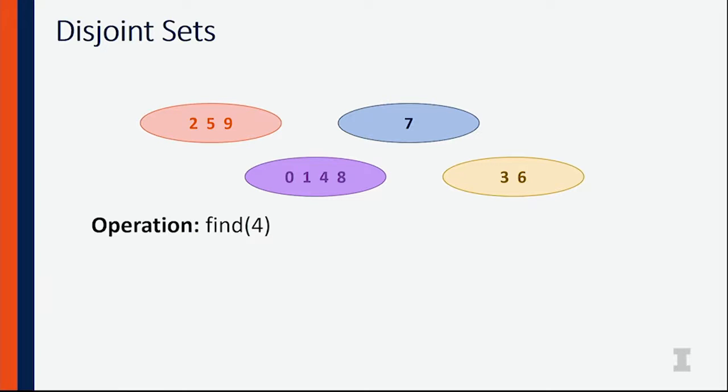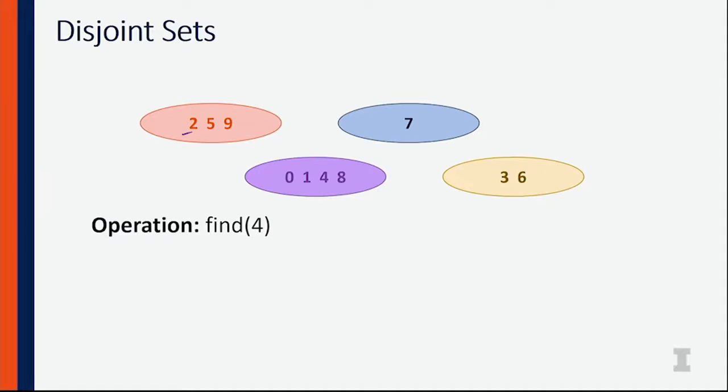We can do operations on the disjoint set like the find operation. The find of 4 operation is going to find the set identity for the set that contains the element 4. We can choose any single element to be the set identity or call it something completely different. Just to be really clear, I'm going to always use the first element as the identity element for that set.